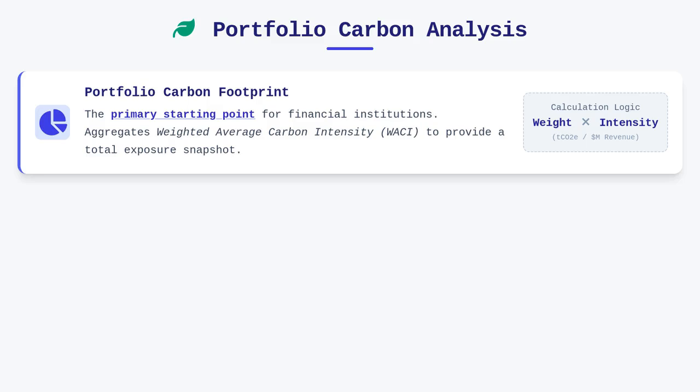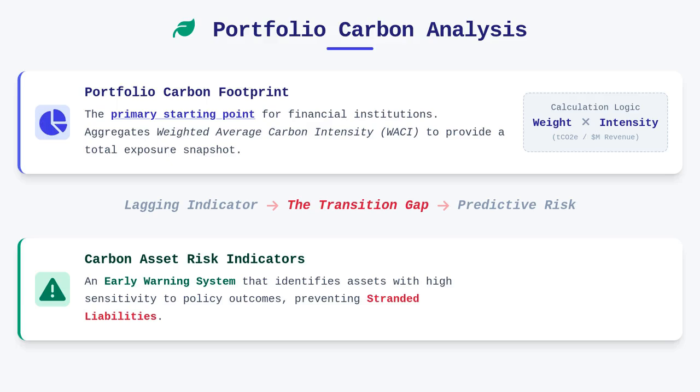However, a footprint is a lagging indicator. It tells us what happened in the past, but does not inherently predict how a company will fare under a net zero transition. To address this, we must look at carbon asset risk indicators that flag assets with high sensitivity to specific transition policy outcomes. These indicators act as early warning systems, allowing for rebalancing before an asset becomes a stranded liability on the balance sheet.